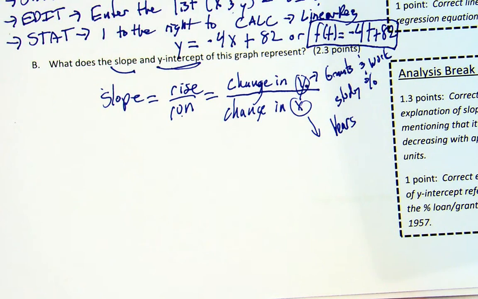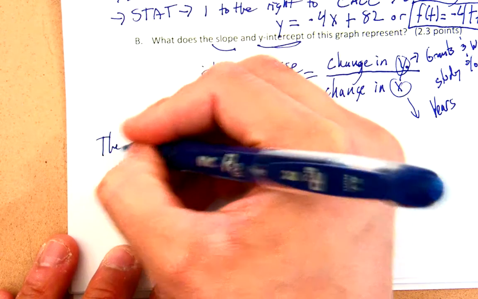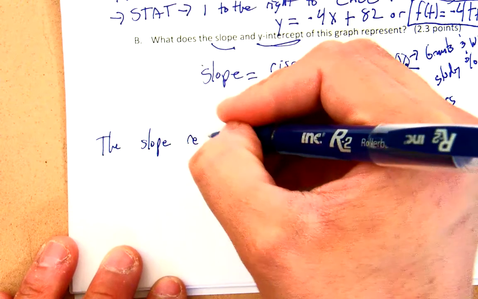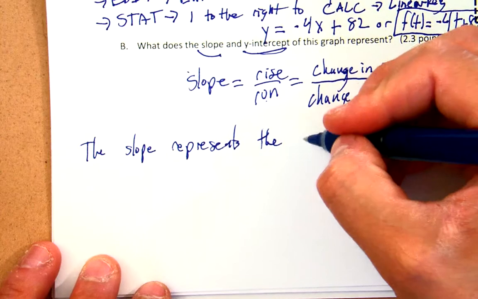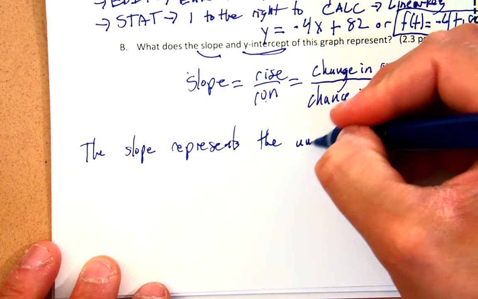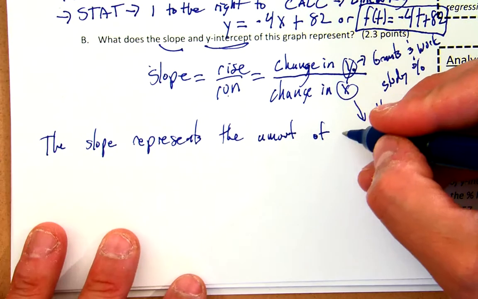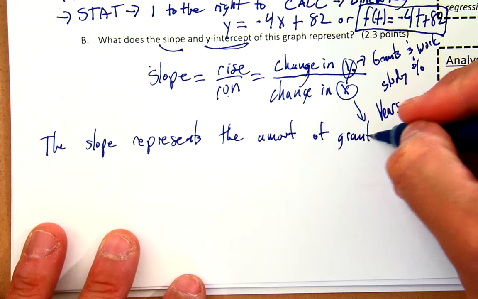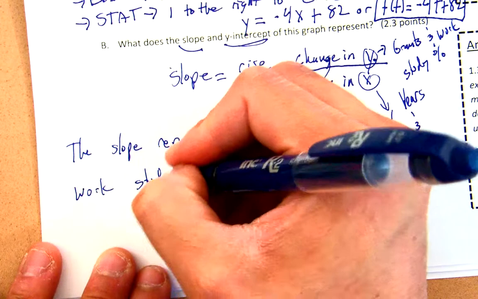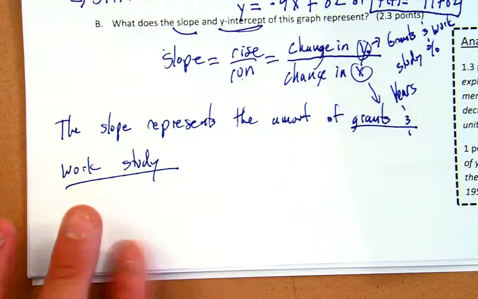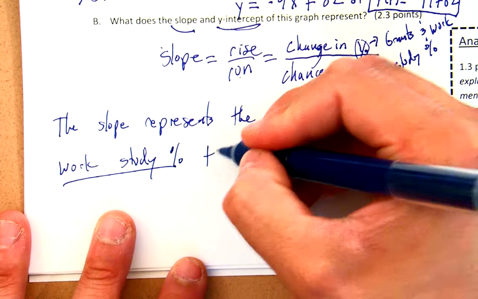Because the slope is a rate. So you could say the slope represents the amount of grants and work study percents that are what?